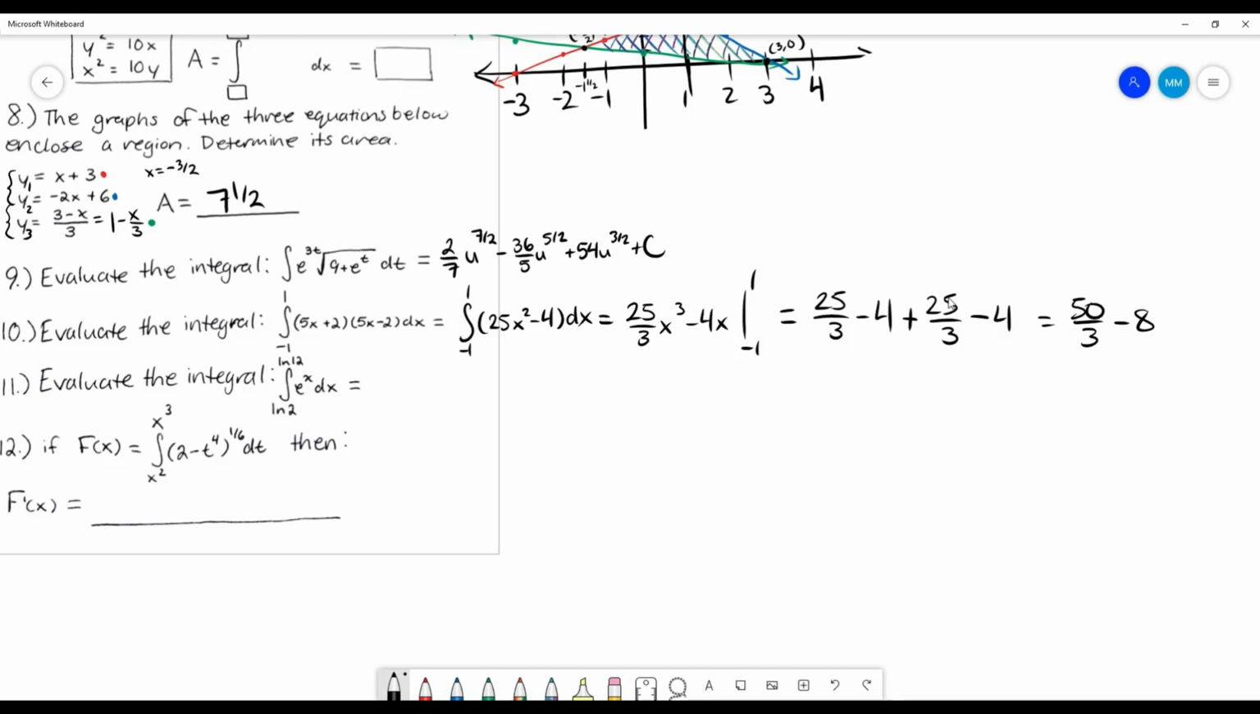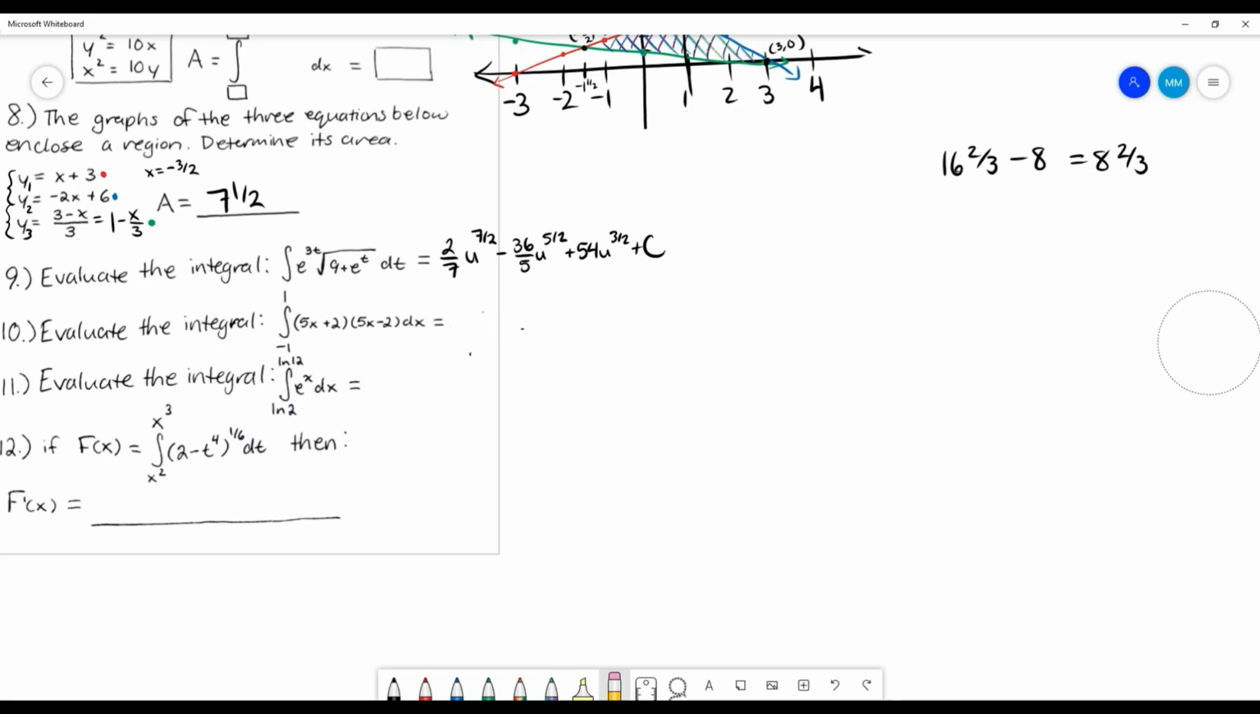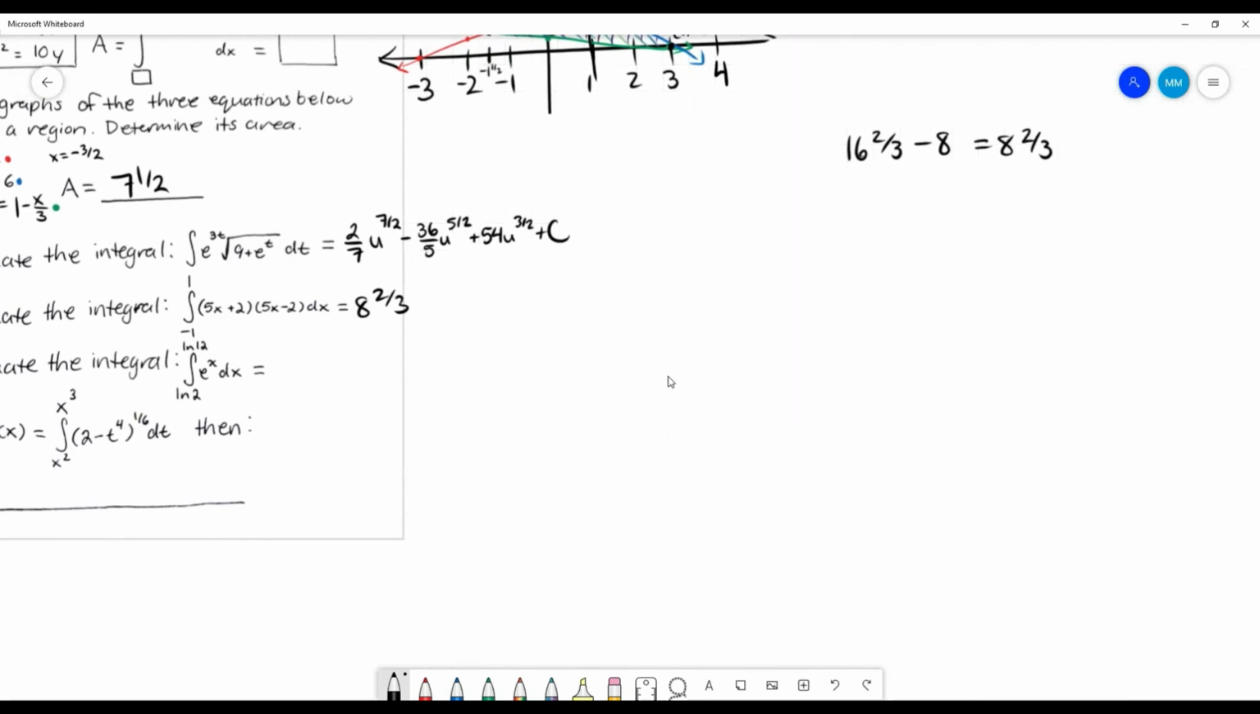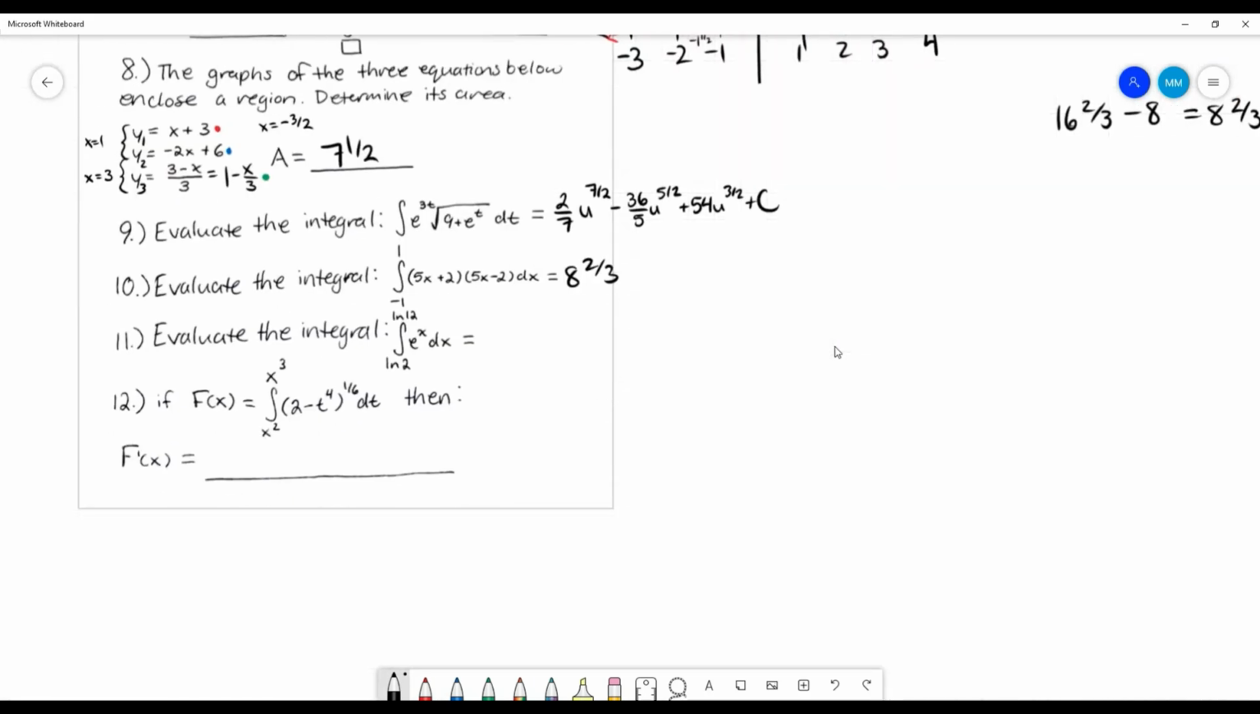Let's see, 50 thirds is 16 2/3. Minus 8 is just 8 2/3. So I can just put that as our final answer there: 8 2/3. This next integral is really easy. It just looks confusing because of those natural logs and the e to the x.